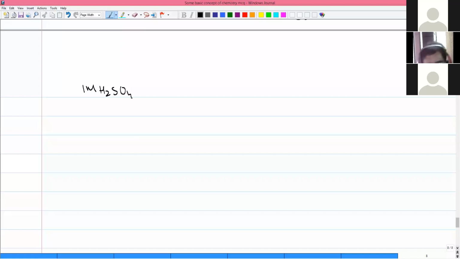One mole combining with whom? One normal NaOH. It is a neutralization. But this is in molarity, and this one is in normality. Concentrations are different. Concentration ek lana padega.